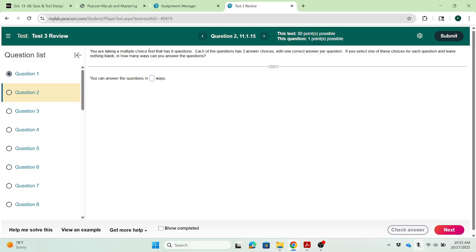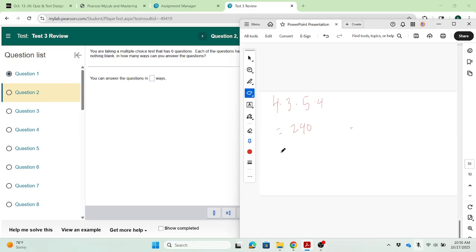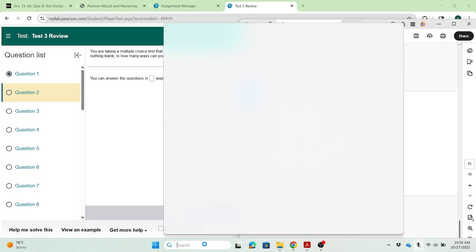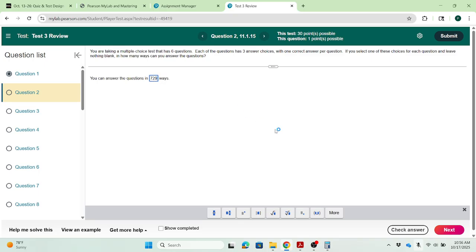You are taking a multiple choice test that has 6 questions. Each question has 3 answer choices with 1 correct answer per question. If you select one of these choices for each question and leave nothing blank, in how many ways can you answer the test? There are 6 questions and each has 3 different choices. So it's 3 times 3 times 3 times 3 times 3 times 3, 6 times. You just have to use a calculator. It's 3 to the power 6, that is 729 different ways you can answer.